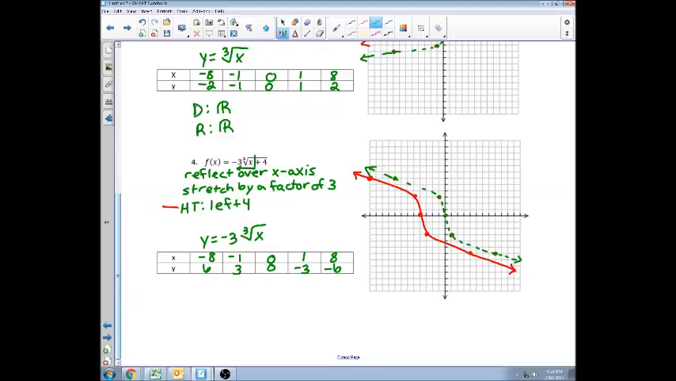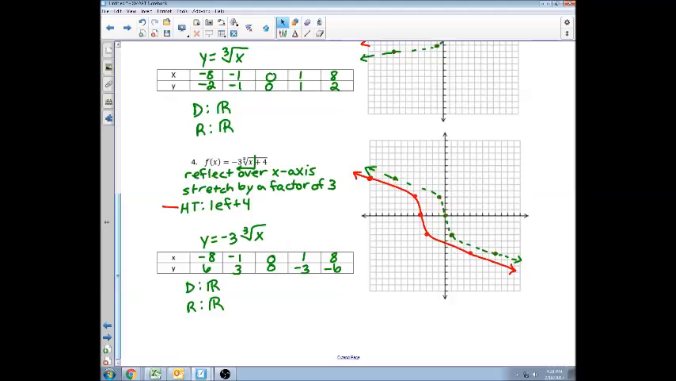As you can see, my graph will go right and left forever. It will also go up to the left forever and down to the right forever. So my domain is all real and my range is all real. Well, that is the end of our note sheet.